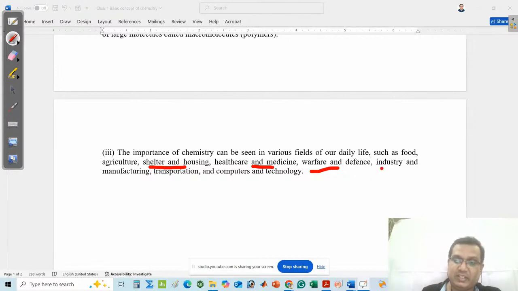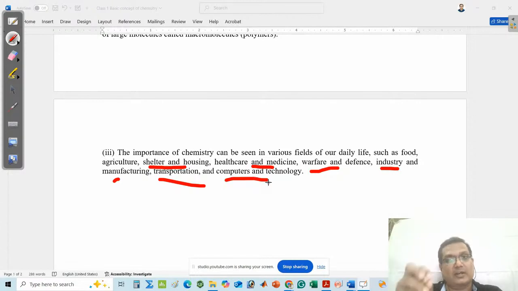Next, industry and manufacturing. In industry, for making container bodies, different chemicals are used. So industry and manufacturing are also related to chemistry. Transportation: you know about fuel oils, diesel, petrol, kerosene; they are related to chemistry. Next is computers and technology. The body part of the computer is made of plastics, and chips are made of silicon. These are examples of the importance of chemistry in computers and technology.